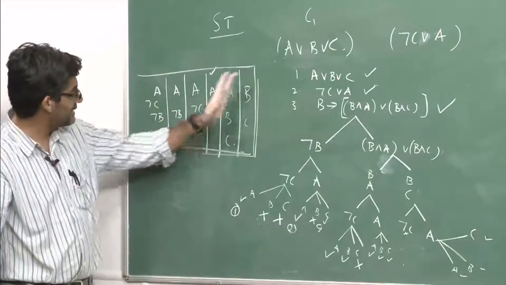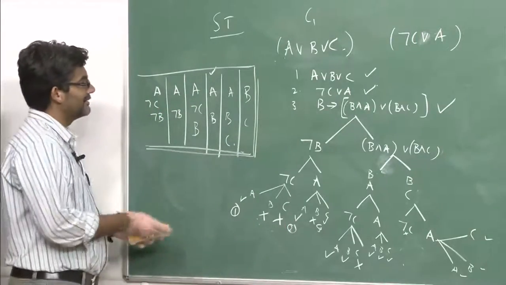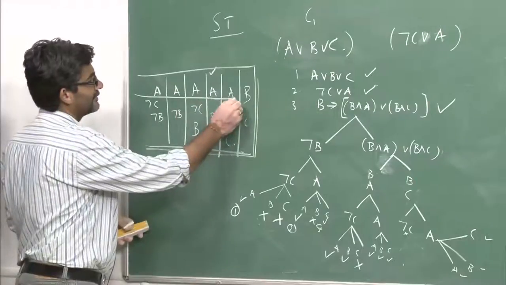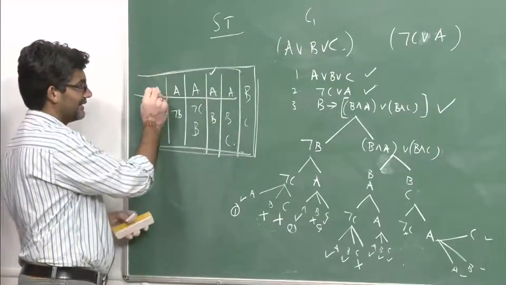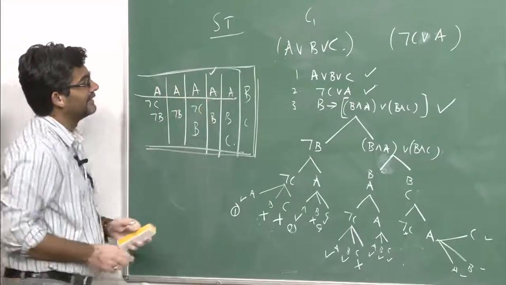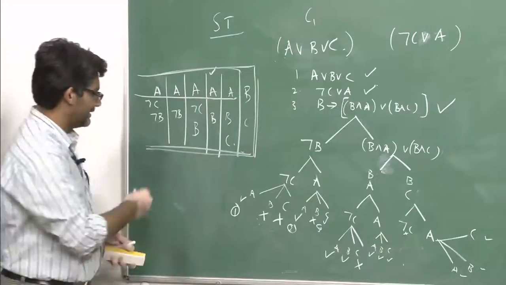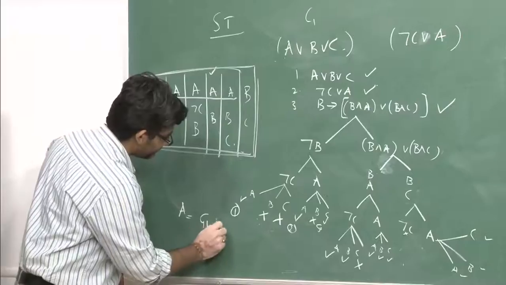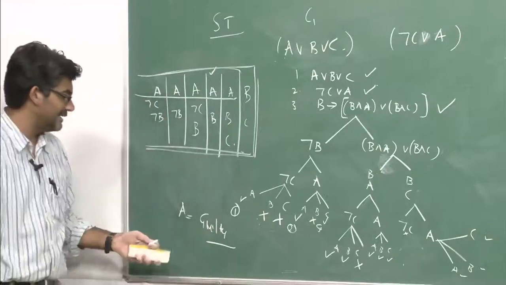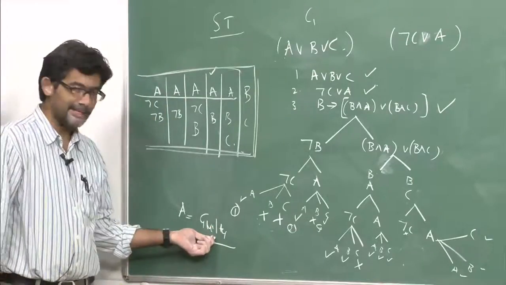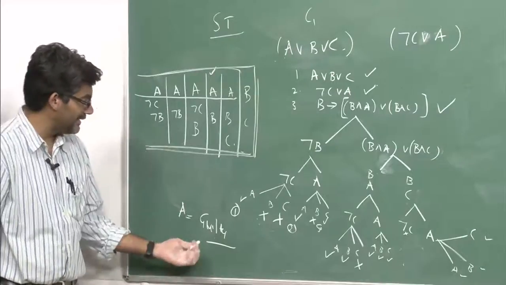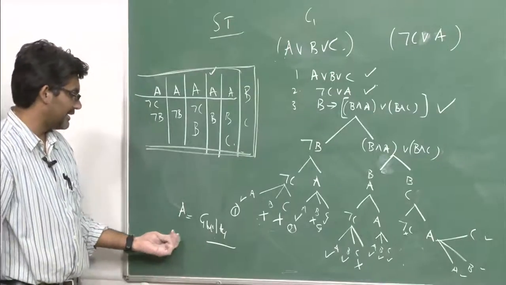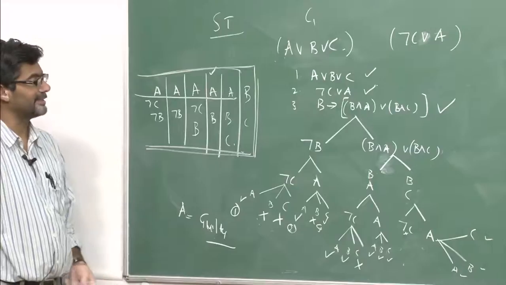So now in all these cases you will observe that it turned out that we got only A. So that means that usually A is considered to be guilty. So our interpretation is that when I write simply A, that means A is guilty. When I write simply not A, that means A is considered to be innocent.